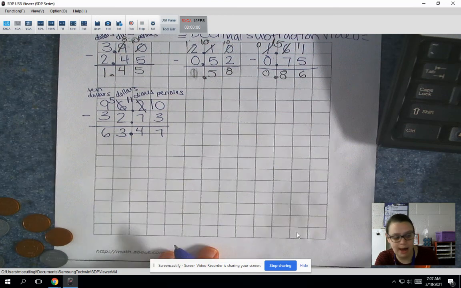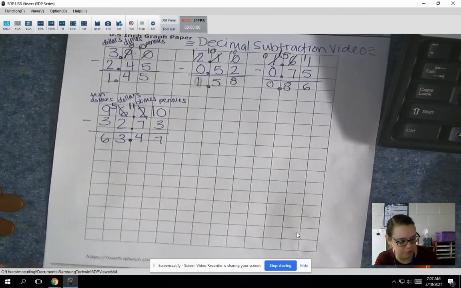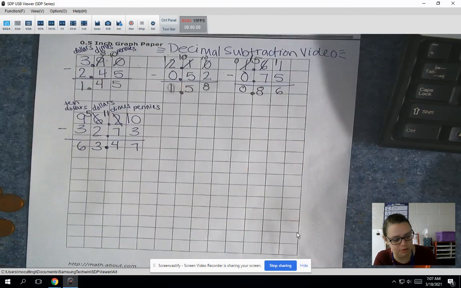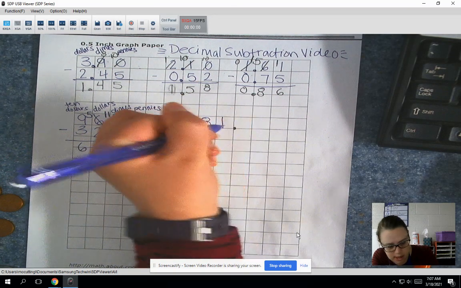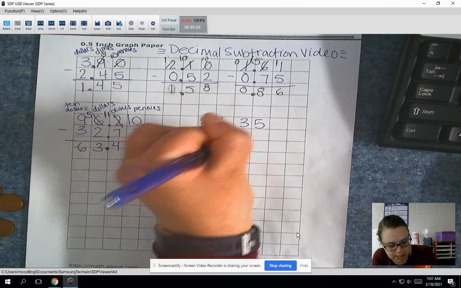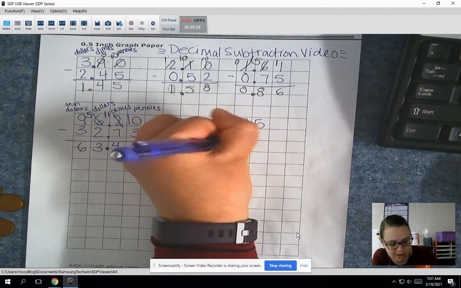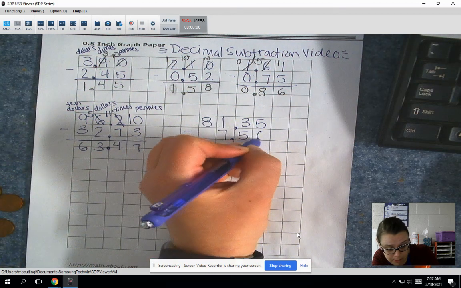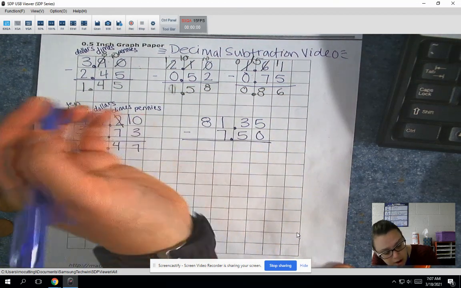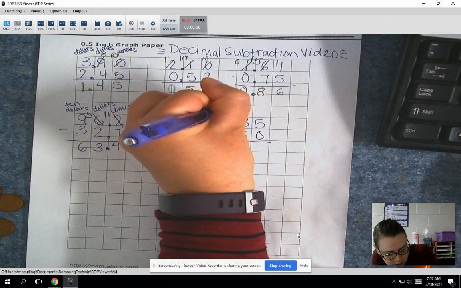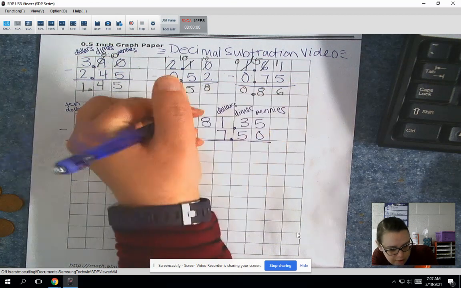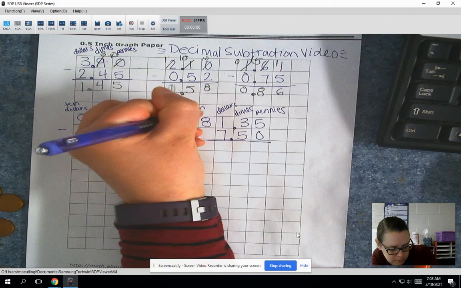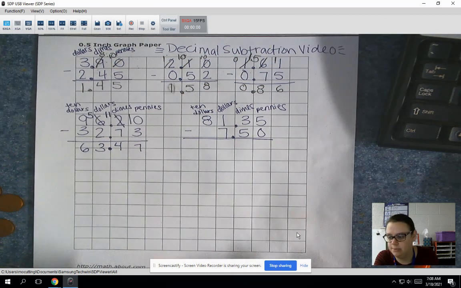Okay, so I am going to set this next one up and then have you pause and try it and then come back and check with me. So this time I want $81.35 minus 7.5. I don't like this hole right here, so I'm going to make this 7.5 a 7.50. Let's label this. This is my dollars. This is my dimes. This is my pennies. Over here, this is my $10. All right, pause me and subtract that, and then we'll come back and check it with me. So pause.